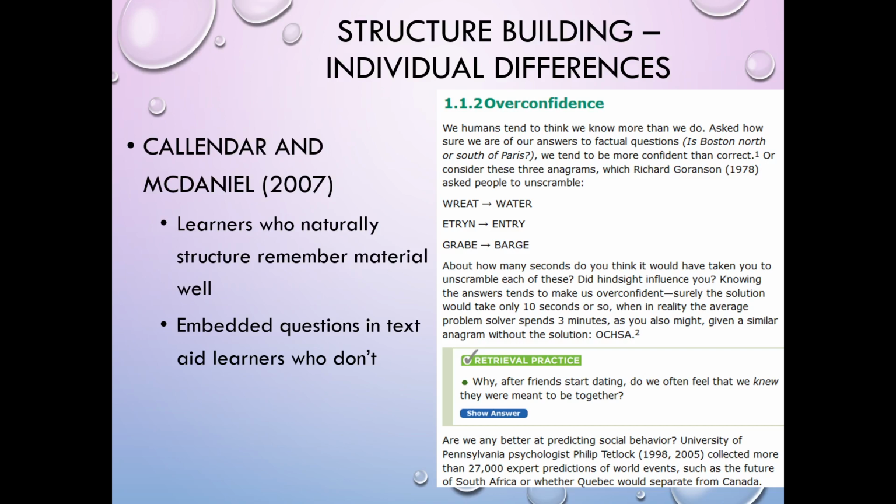And you're going to notice in your college textbooks, almost all of them are doing these embedded questions now. So, you've done some reading on overconfidence, and then you see down there the retrieval practice. Why, after friends start dating, do we often feel like we knew that they were meant to be together, right? Like, quiz yourself on the concept that you just read about in this overconfidence section.